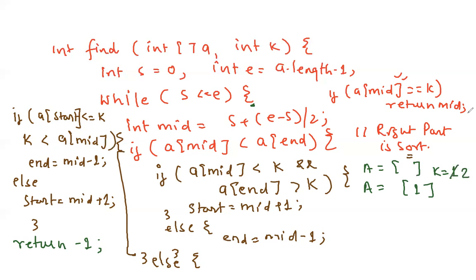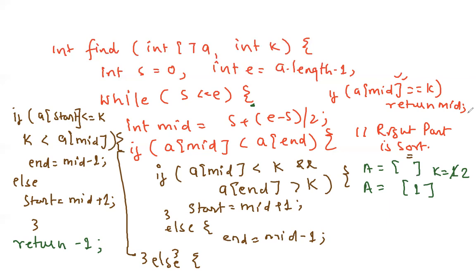So here, A of start, which is 0, is less than or equal to the key. My k is greater than or equal to that, so start is equal to mid plus 1, which means 1. So it won't return mid, it will return minus 1. So though it will execute the while loop initially.